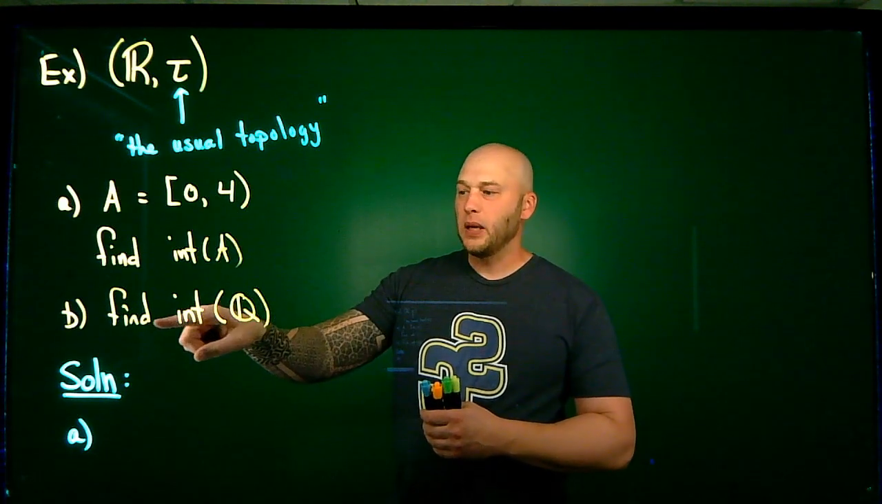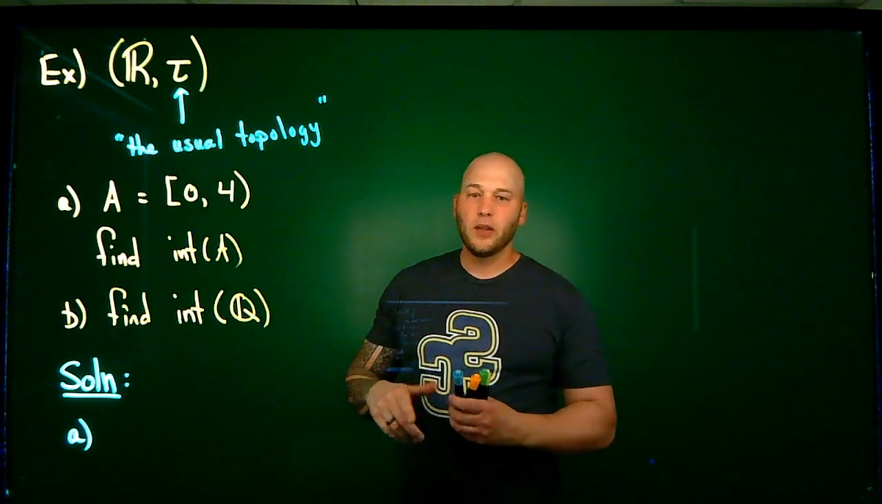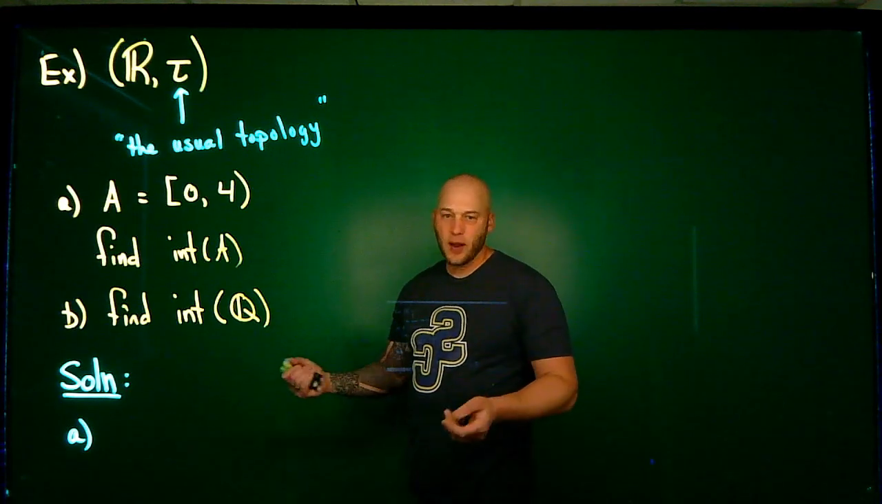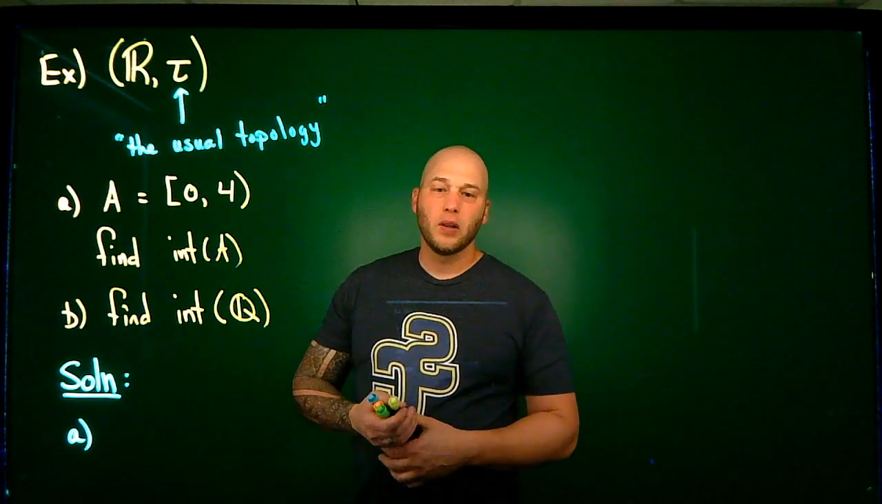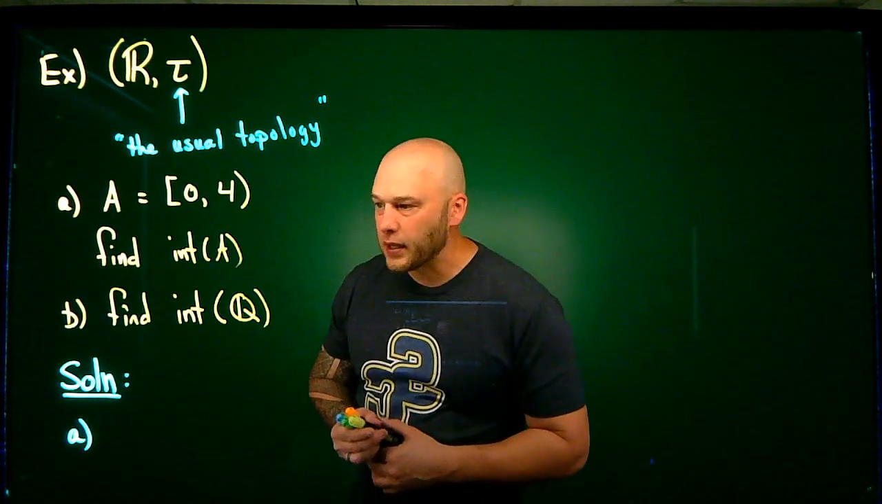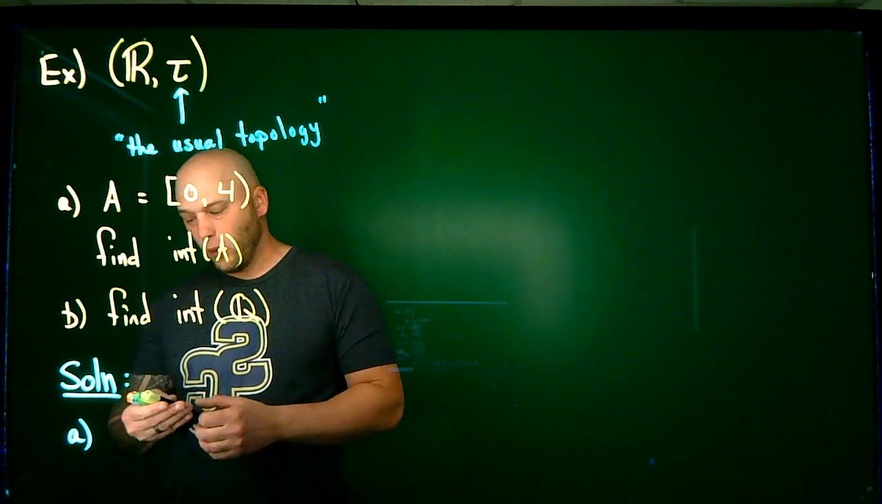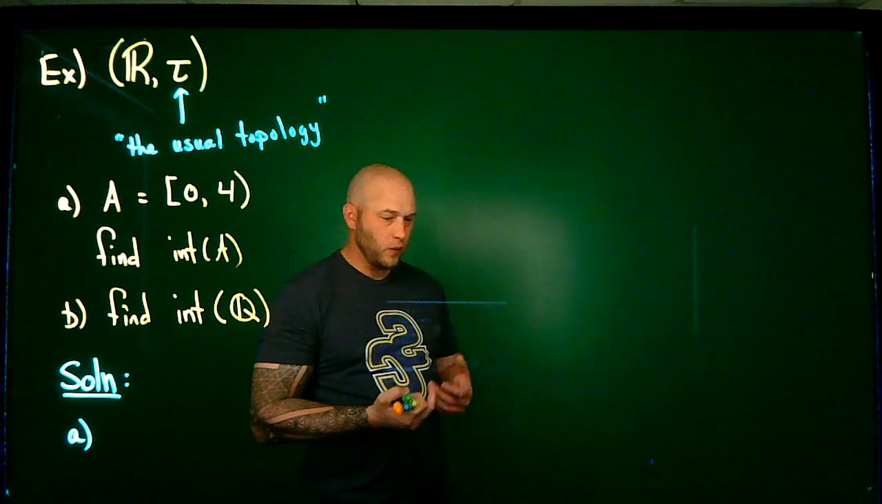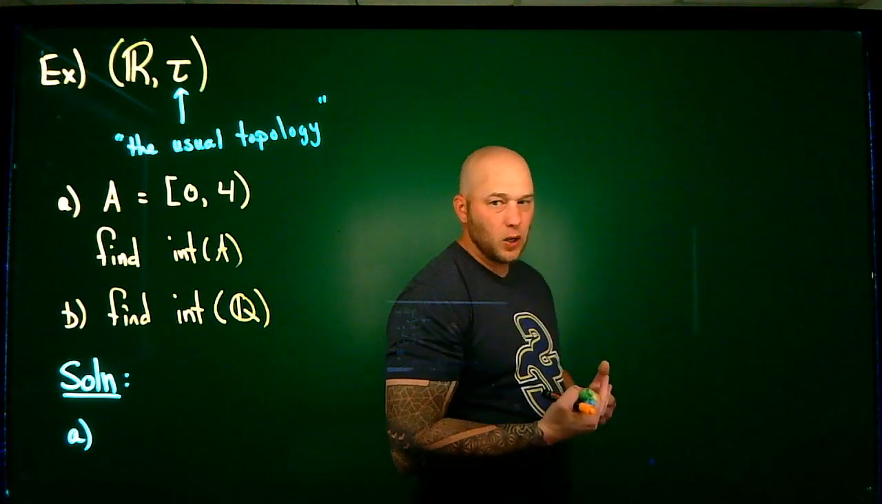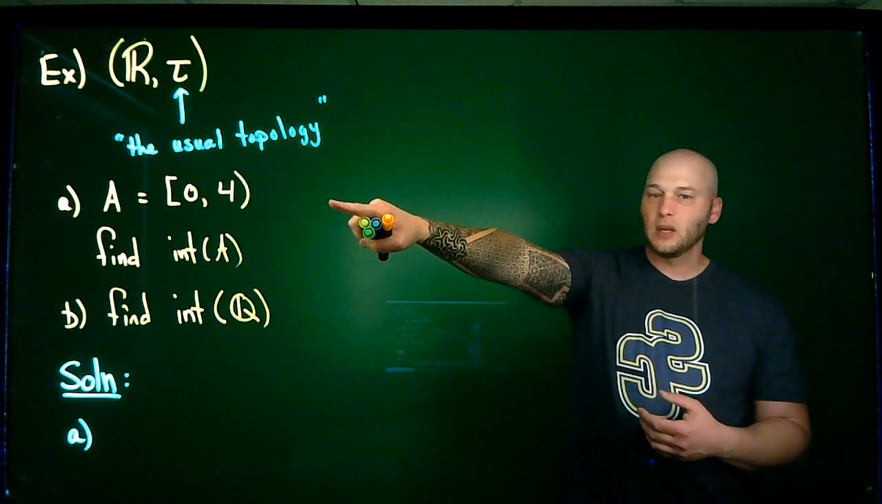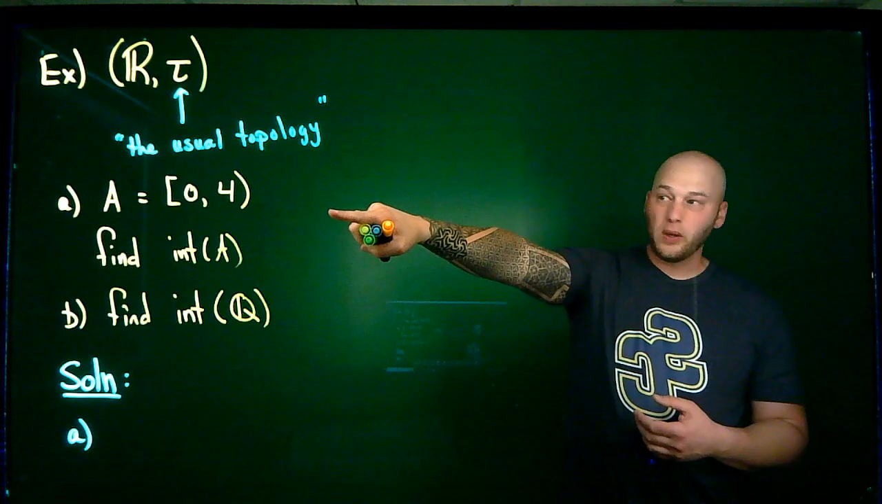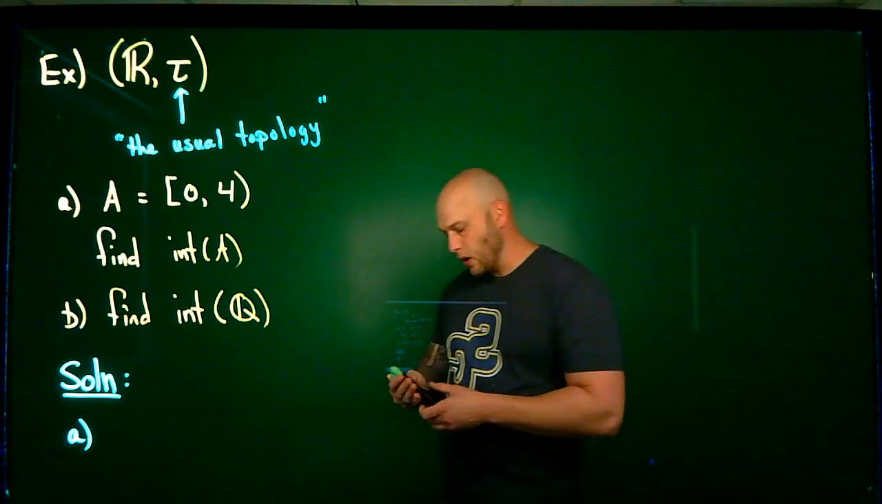And then part B, let's find the interior of the set of rational numbers. Of course, the set of rational numbers is a subset of the real numbers. For part A, the interior of [0, 4). Well, let's think about that. So [0, 4), of course, is not an open set because it contains one of its boundary points, which is 0.